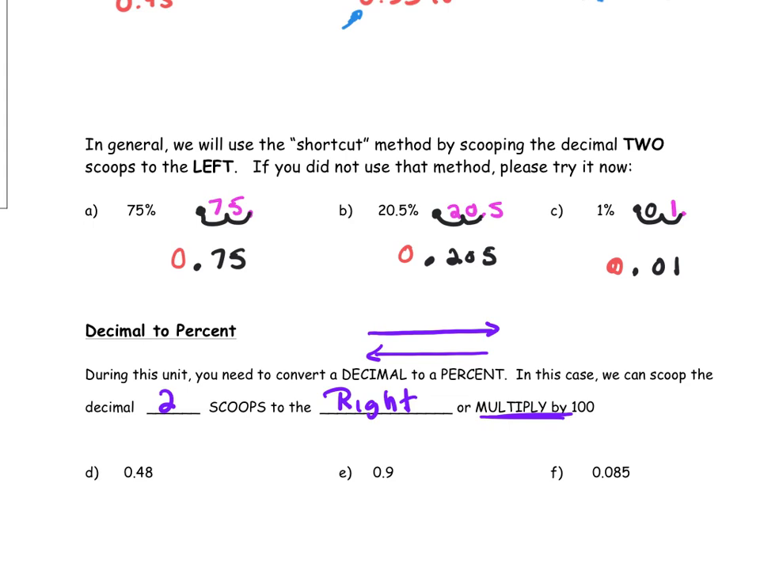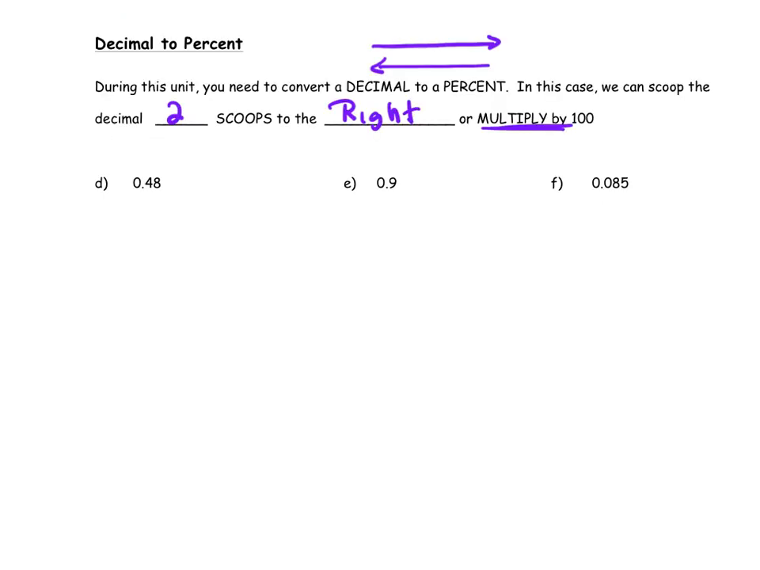So let's use the shortcut method. Let's try that. So we're going to take that decimal and scoop it once, twice, and now it's at the end. So do I really need the 0 if the decimal is here? I do not, so we don't have to show it. And in fact, do I really need to show a decimal if I have a whole number? I do not. But I do need to show, since we're trying to make it a percent, the percent sign.